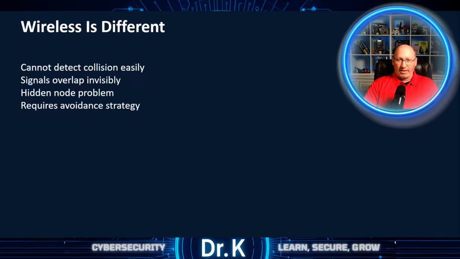Wireless networks, on the other hand, cannot reliably detect collisions the way Ethernet could. Radio transmissions may interfere at the receiver without the sender even being aware. Additionally, the hidden node problem occurs when two devices cannot hear each other, but both can hear the access point. This makes collision detection not only impracticable, but it requires a different approach.